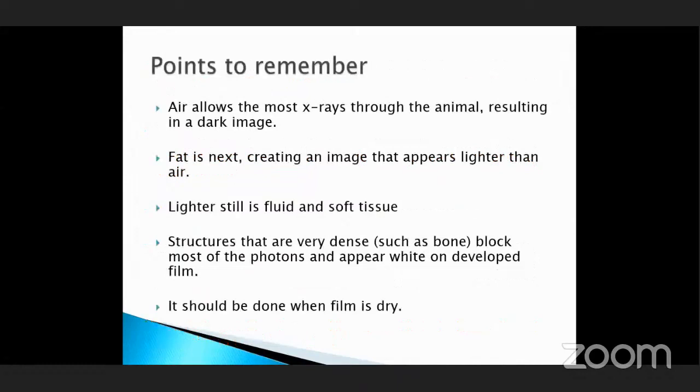Now, points to remember for radiographic interpretation. Air allows most X-rays through the animal, resulting in a dark image. Fat is next, creating an image that appears lighter than air. Then lighter still are fluid and soft tissue. The structures that are very dense block most of the photons and appear white on the film. And the interpretation is always done on a dry film.